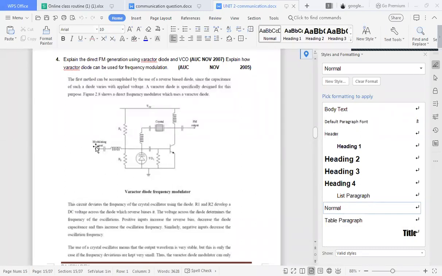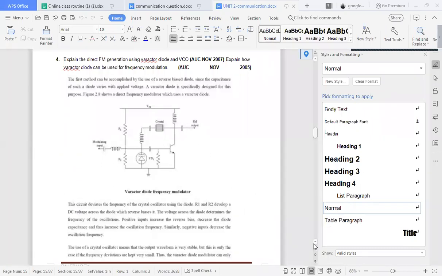Here is the message signal. According to message signal, this capacitor varies. This L is fixed, and the frequency is 1/2 pi root over of L into C. This is the value of L, and this is the C. C is changing according to the message. So the frequency of carrier is changing according to the message. That is the frequency modulation.